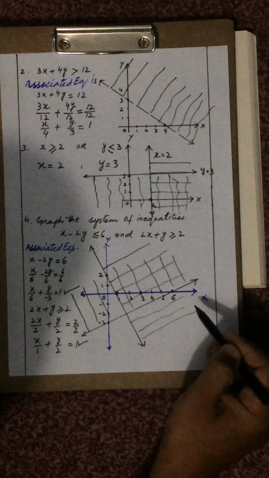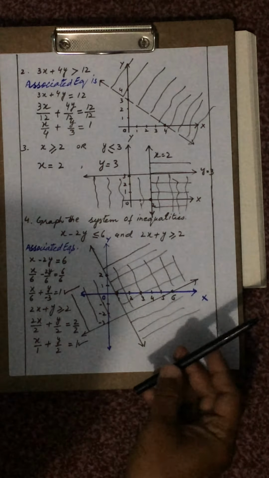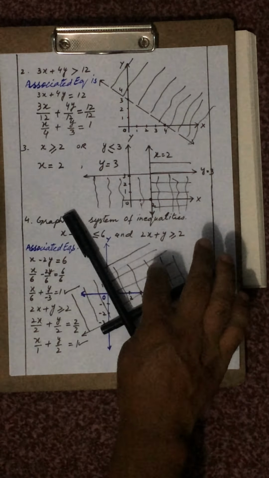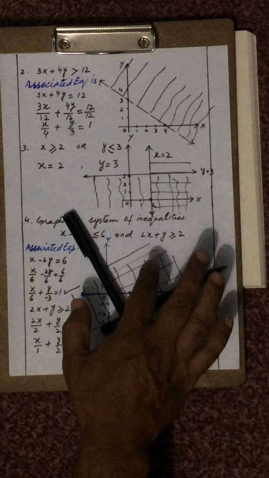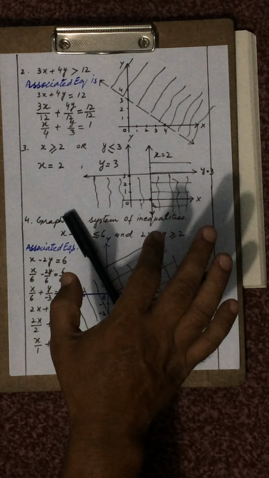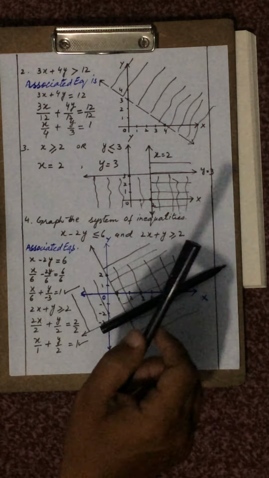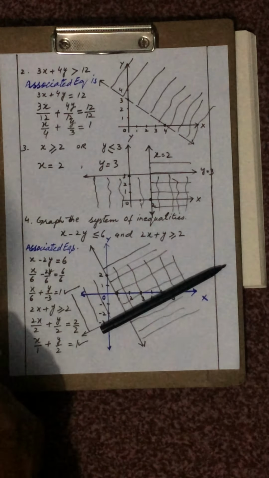So which one is the common area? This is the common area, in between these two lines. Understand? This is the common area. This is called the feasible region of these two inequalities, the common region of these two inequalities.